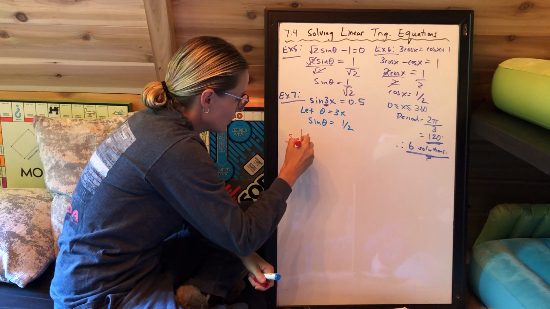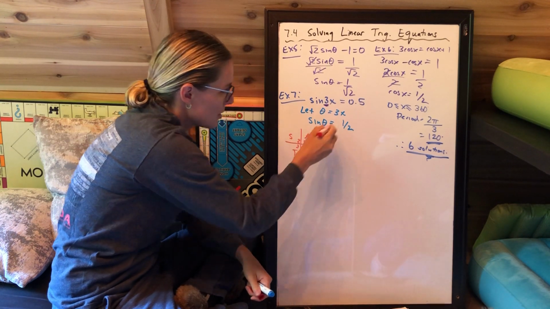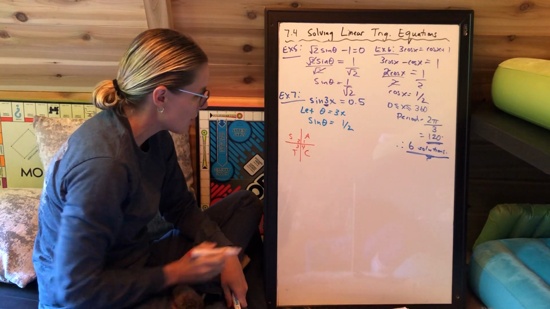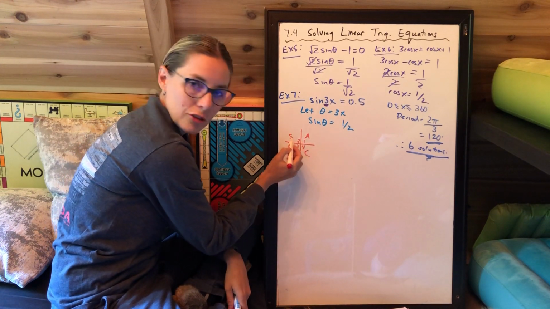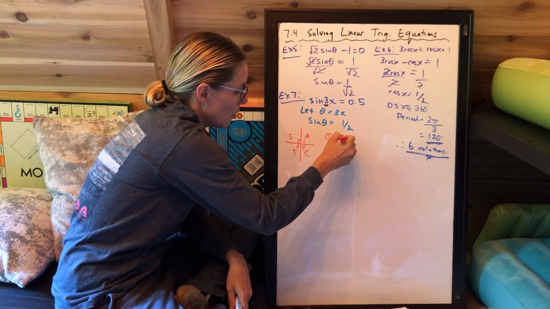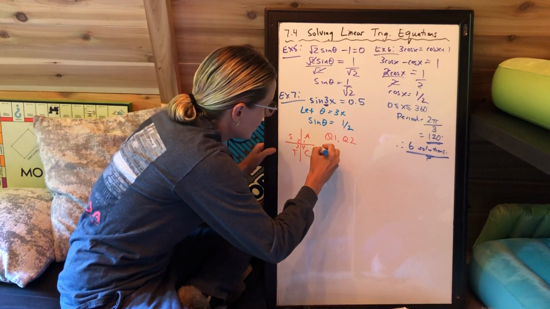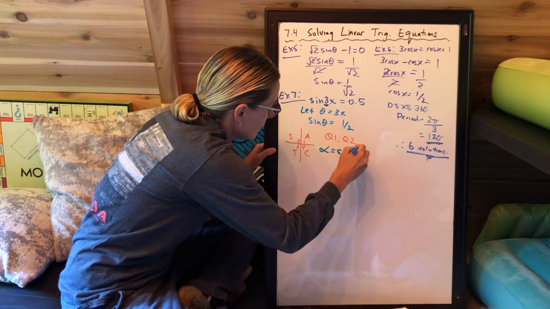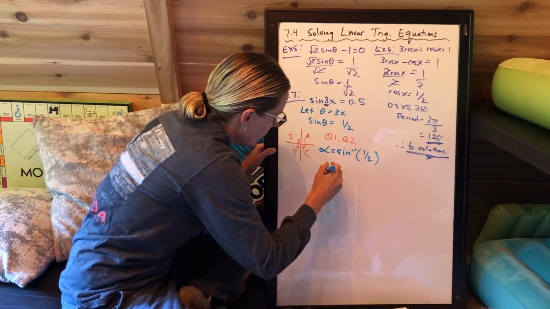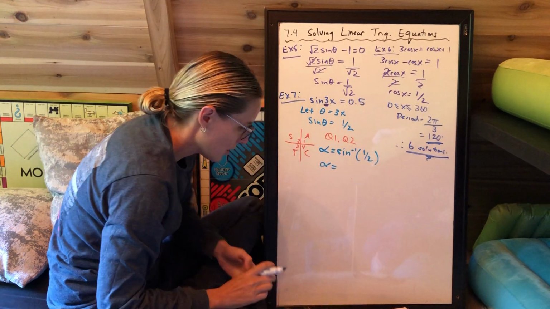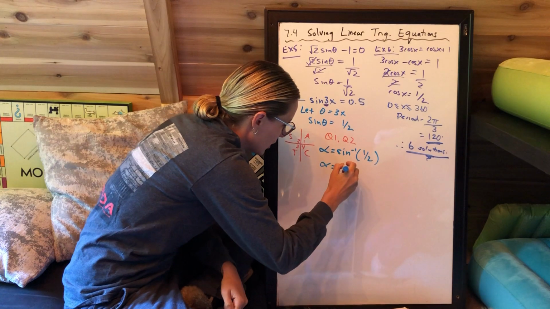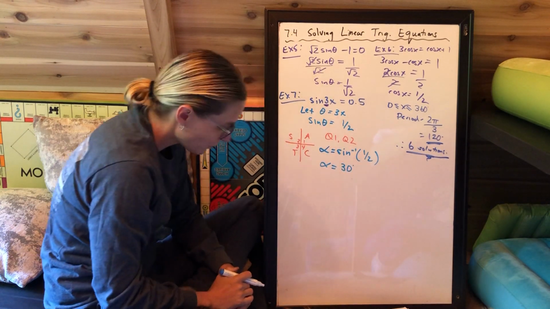Here's the CAST rule. Here's the quadrant numbers. This is positive. Where can sine be positive? In the All quadrant and in the Sine quadrant. So I know it's in quadrant 1 or quadrant 2. I can find my related acute angle alpha by doing sine inverse of 0.5. So I do sine inverse of 0.5 and I find my related acute angle to be 30 degrees.